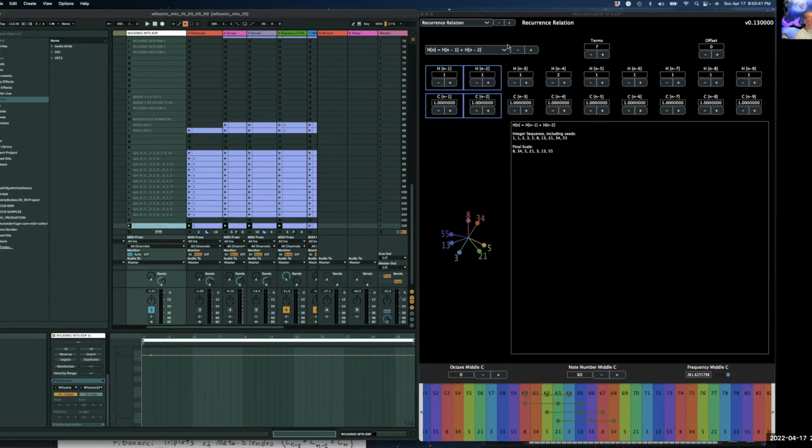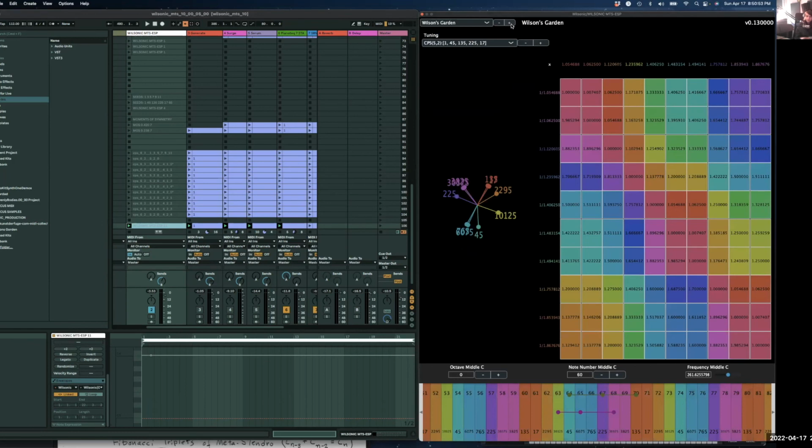Yeah, I can play them for you as MOS, but what I really want to do is do them as recurrence relations and seed them differently. That would be really cool. Yeah, you could have your cake and eat it too.